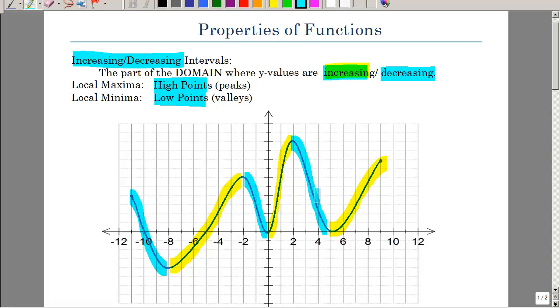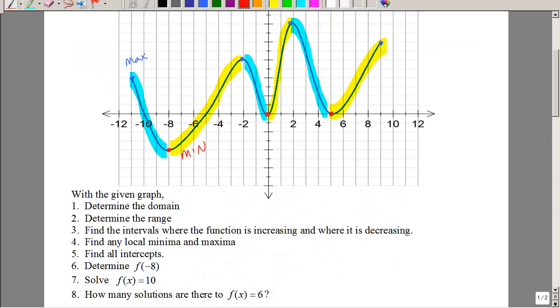Well, what about those peaks and valleys? Well, the peaks would be this point, this point, and this point, and this point. So those would be some maximas, whereas of course the low points would be here, and here, and here, and those would be minimas. Pretty easy, again going left to right, increasing or decreasing. Let's just go through these questions.